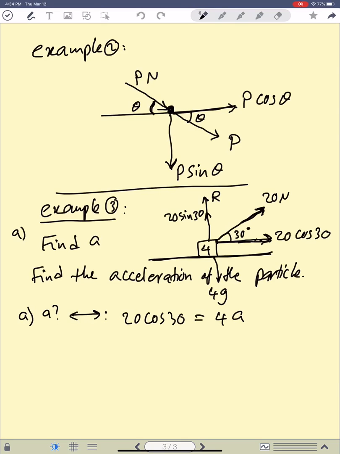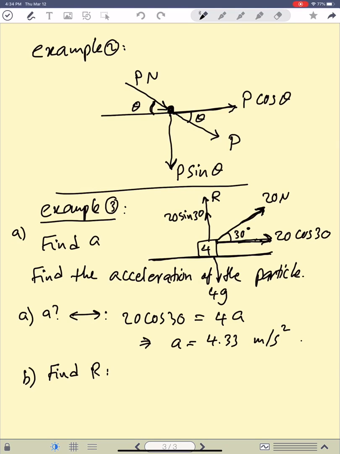Look, 20 cosine 30, the only force in the direction of motion, is equal to 4A, that is, MA. Then we calculate 20 cosine 30 divided by 4. This will give A equal to 4.33, to 3 significant figures, meters per second squared. Easy? Look how the equations of motion change now from case 1. Part B, we want R, find R.